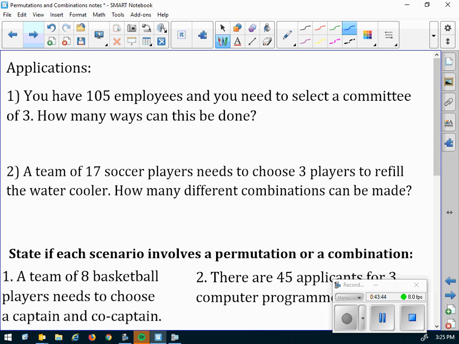So, what's this? 105. Yeah, that's a combination, and you do 105C3. This is a committee because the order does not matter. So we're going to use C. C for committee, P for president. Well done.